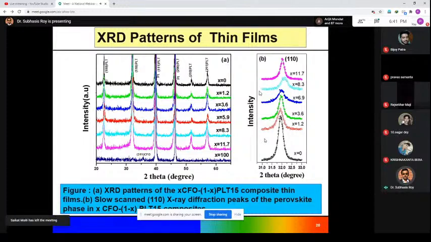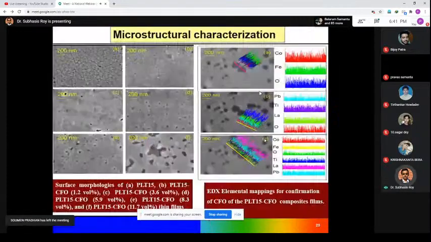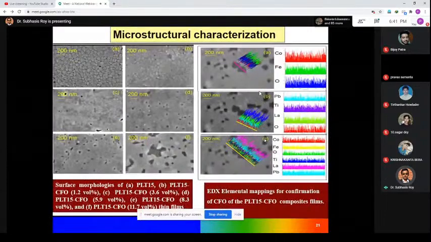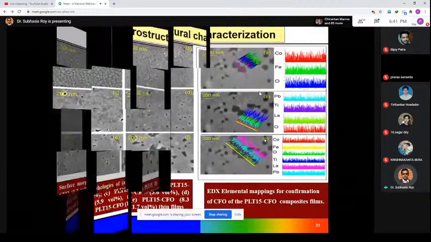By XRD, we confirmed that all elements of CFO and PLT15 are present in our thin films, but we observe a slight peak shift. It is because of the lattice diffusion of the material inside the lattice. Next, we did characterization by scanning electron microscopy. With it, we confirm whether all elements, CFO and PLT, are present in the material. We confirm that all materials are present in proper compositions.